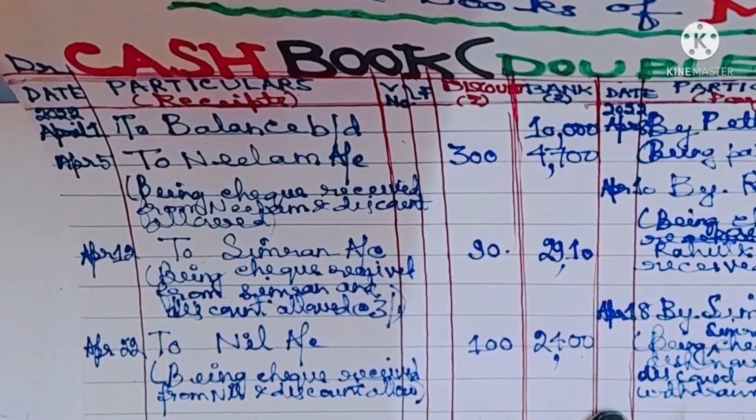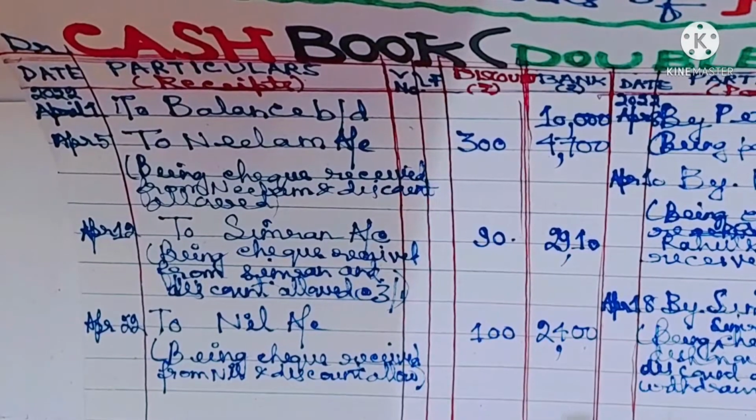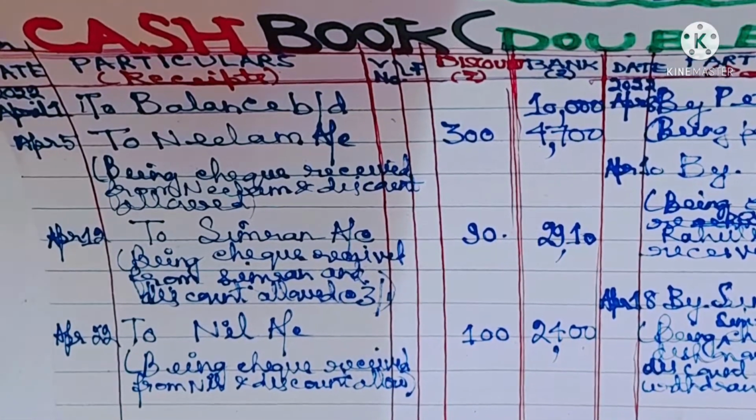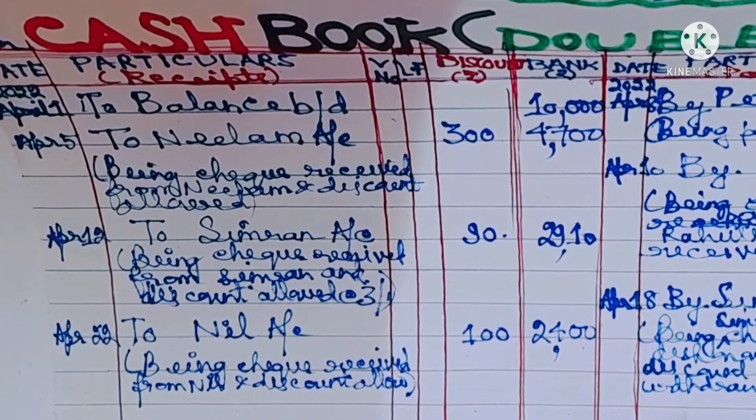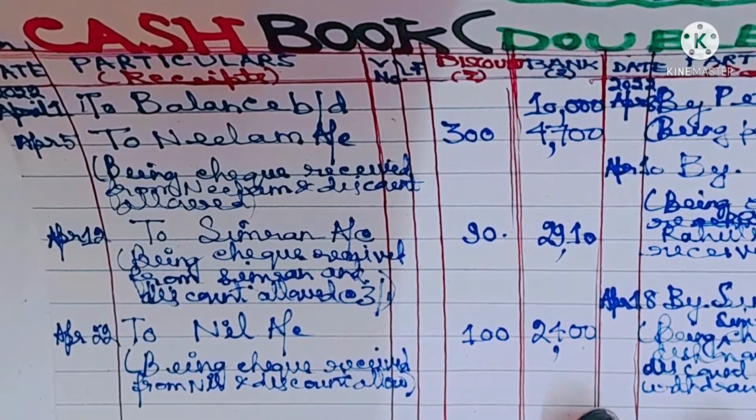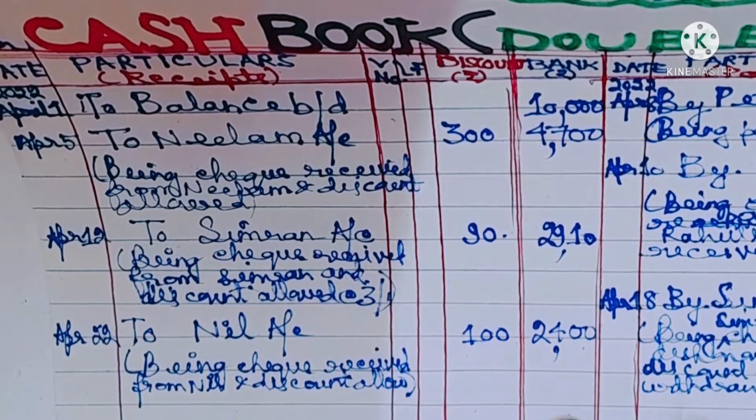Moreover, bank column represents bank account. Bank account comes under personal account. According to personal account, the receiver of the benefit is debit. Here, when check is received from Neil, bank is the receiver of the benefit. So bank account will be debited by 2,400. And moreover, when check is received by bank, the bank balance is increased.